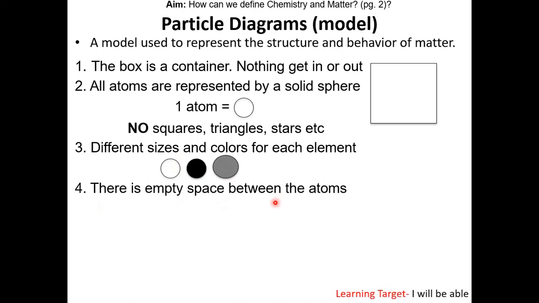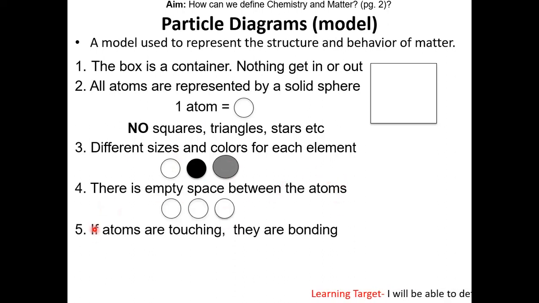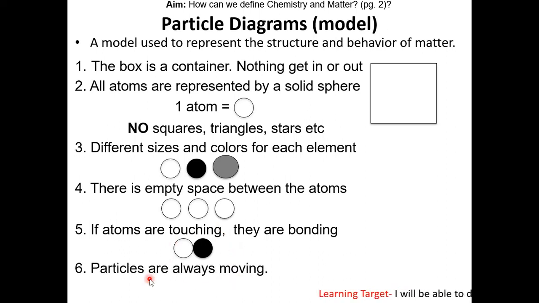There is an empty space between the atoms. If the atoms are touching, they are bonding. Since these 2 atoms are bonding, this is considered one particle. Even though this is a 2D model, keep in mind the particles are always moving in real life.